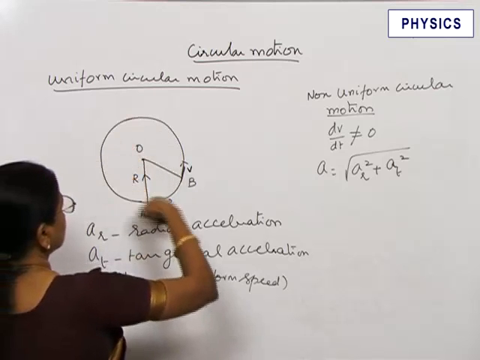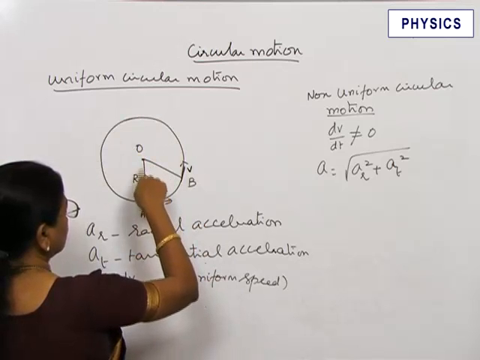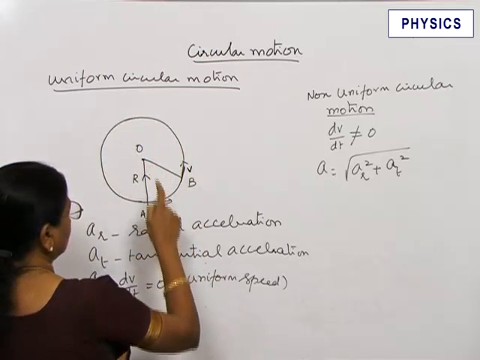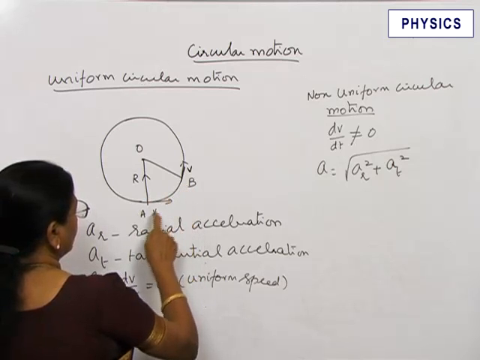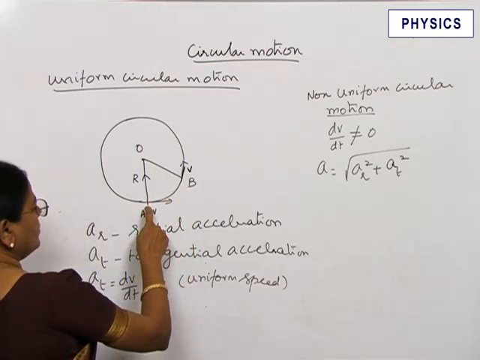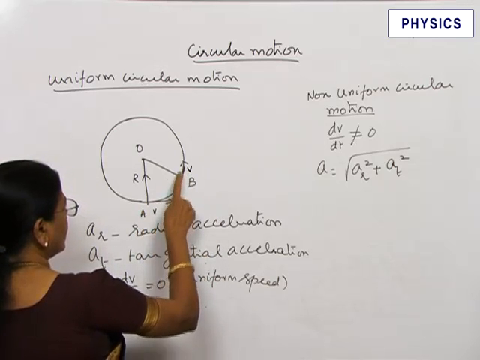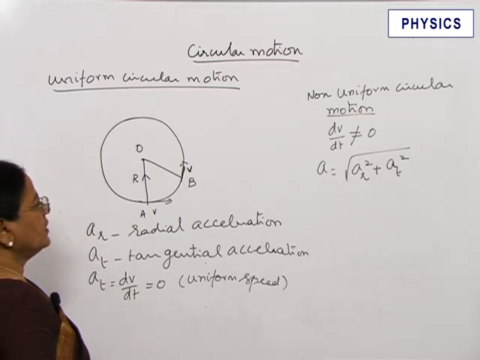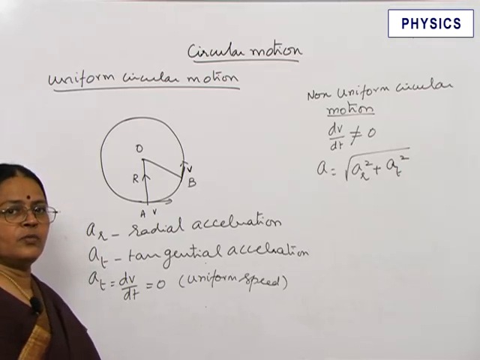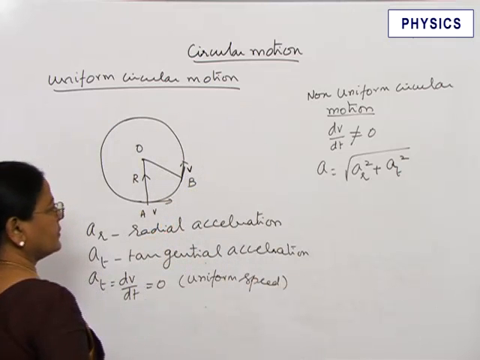Okay, now take this. Center of the circle is O. The length of the string is forming the radius R. Consider the velocity at the two points A and B. The magnitude is the same at A as well as B, but note the direction changes. So, if a body describes a circle with uniform speed, then it is undergoing uniform circular motion.